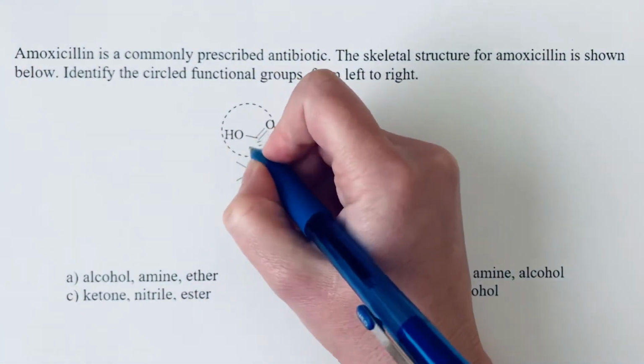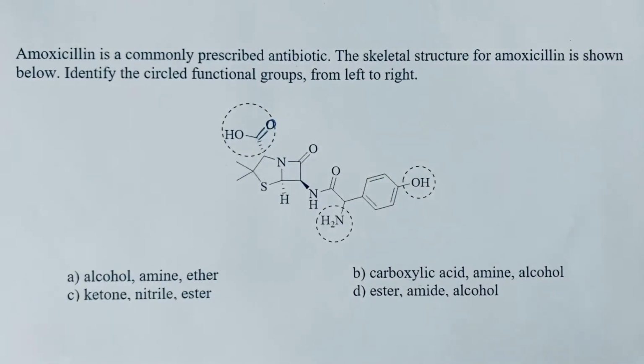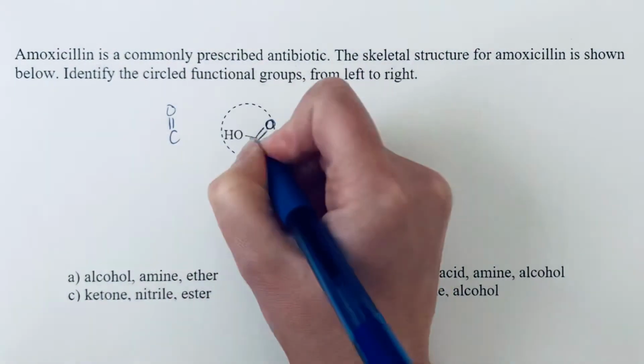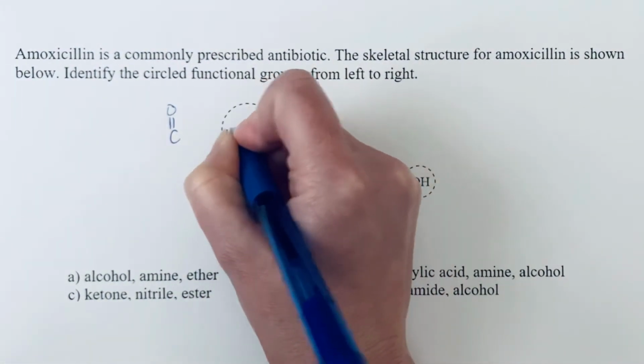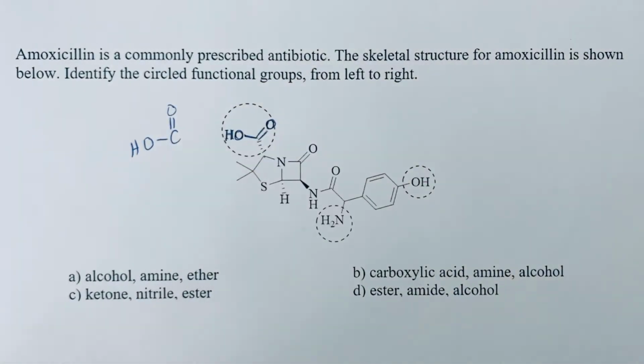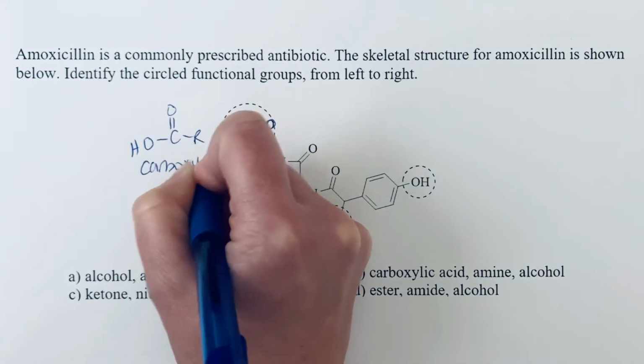And so in our first circled functional group, we see that we have a carbonyl, and we have a lot of different carbonyl containing functional groups. So you always want to see what's attached on either side of the carbonyl. So on one side, we see an OH, and on the other side, we see a bond to a carbon. So this is a carboxylic acid.